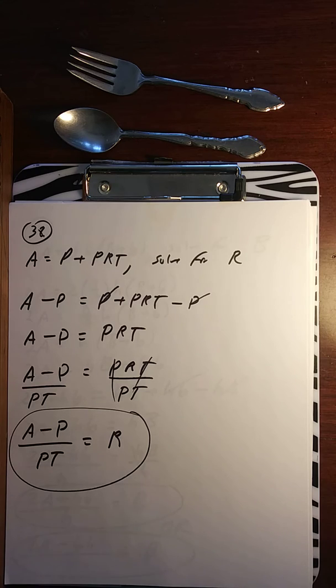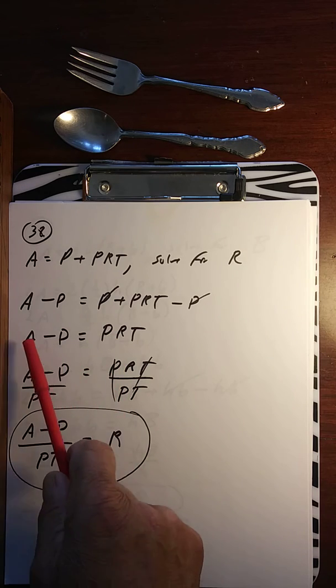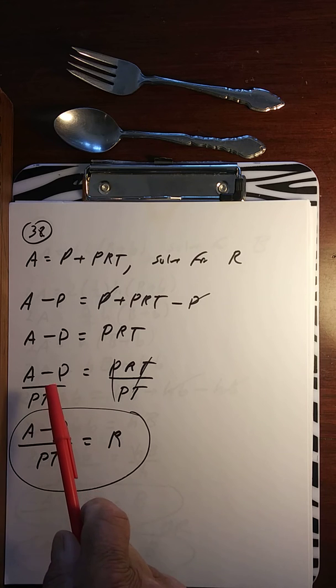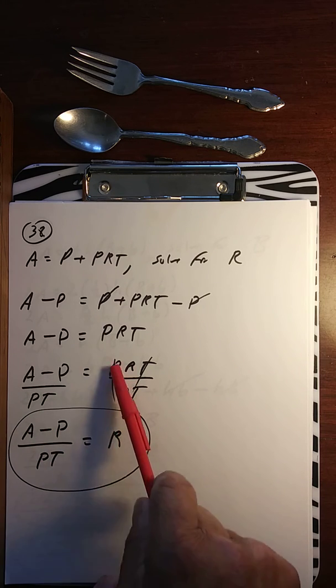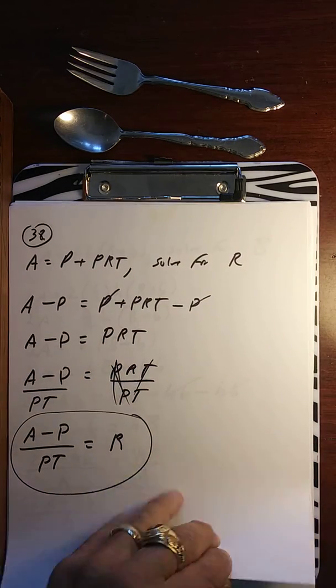A equals P plus PRT, solve for R. So minus P on both sides. So A minus P equals PRT. Now divide by P and T right there. A minus P over PT equals R, which is left over. These are gone. Right here, let me cancel a little bit. There you go. So R is left over.